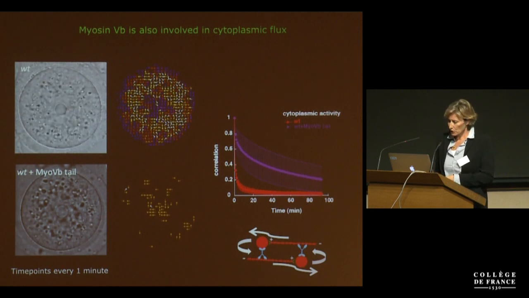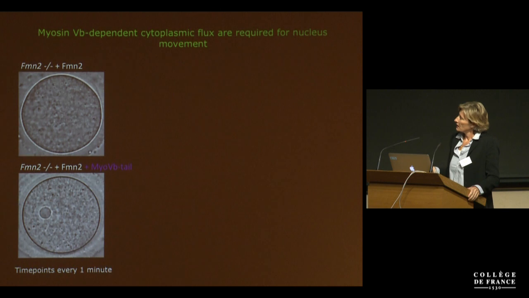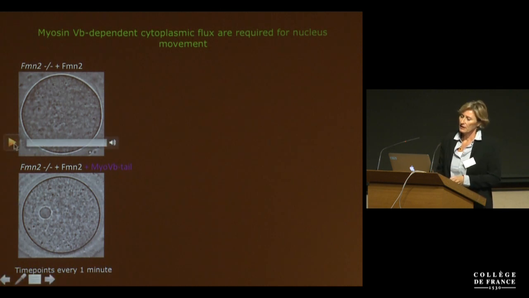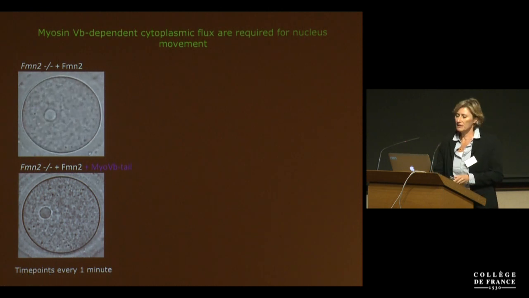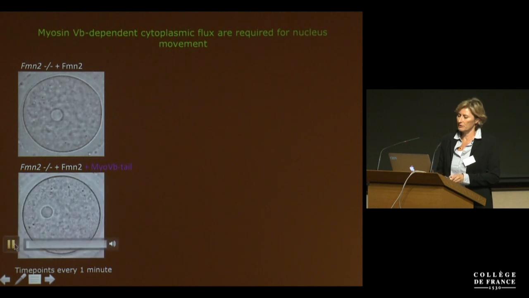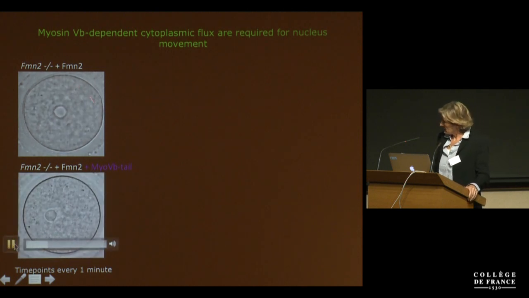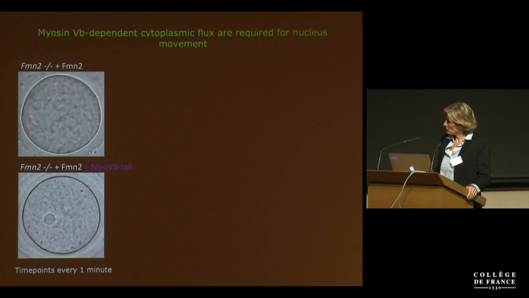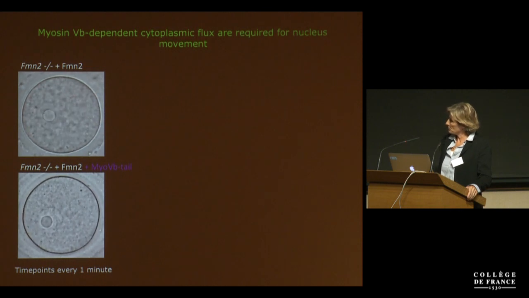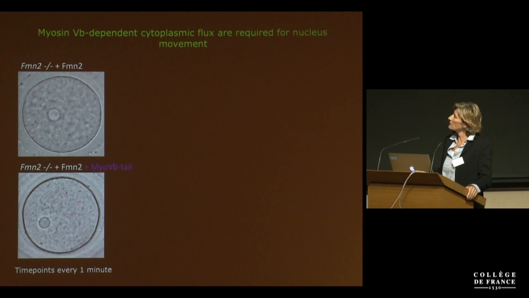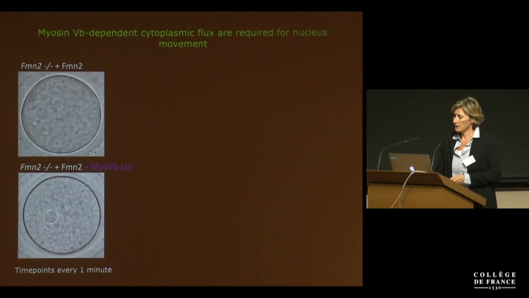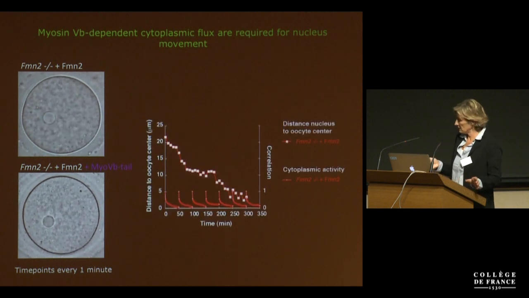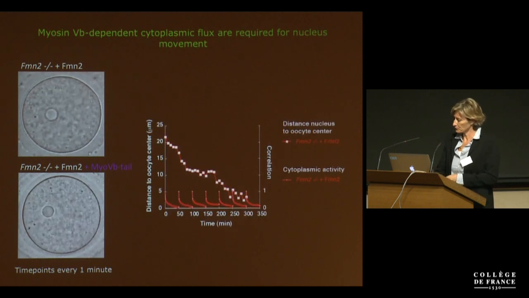And so this motion is actually quite important because if Maria redoes her assay where she puts formin 2 back into formin 2 knockout oocytes, but then adds this dominant negative form of myosin 5B, you see that instead of allowing the centration of the nucleus and putting the cytoplasm back in motion, she makes a kind of jelly. This can be actually seen on this movie, but it can also be quantified here.